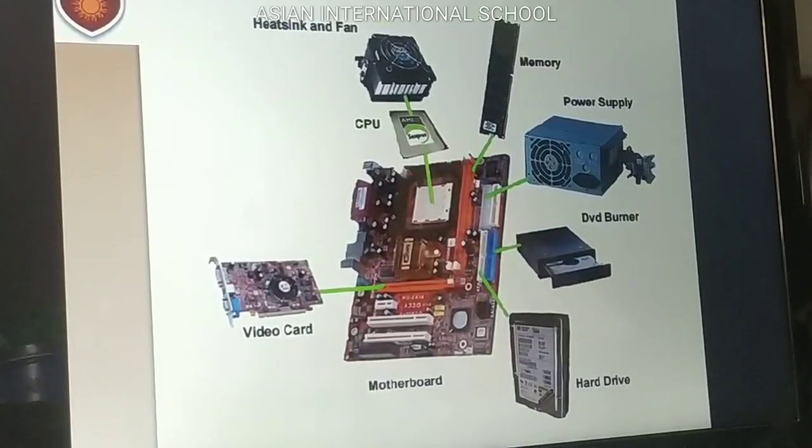So in this session we learned about different types of computers, the components, how the computer works, and the components of the CPU or the processing unit.